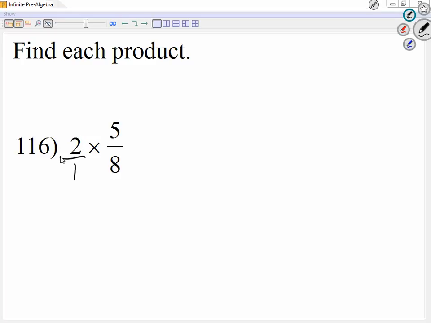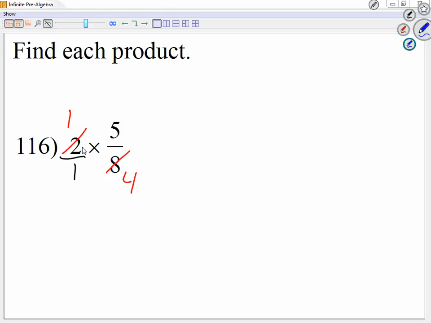Let me make that a fraction first. I can go 2 times 5 and 1 times 8. I can just multiply it. But let me simplify a number from the top and a number from the bottom as long as we divide it by the same thing. In my case, let me divide each by 2. So my 2 is going to become a 1 and my 8 is going to become 4. Right, I made them smaller.